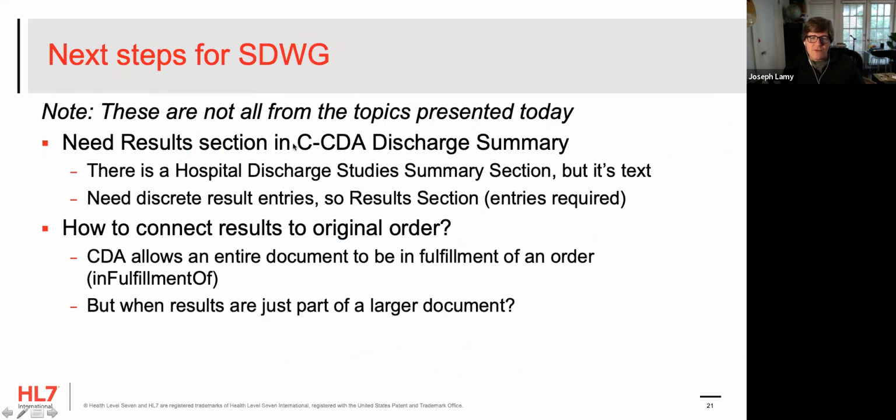We need a results section in the discharge summary. So that's something we'd like to see. We'd like to know how to connect results to the original order. We know there's the in fulfillment of that lets you have an entire document be in fulfillment, but we would like to connect lab results that are just part of a larger document to the original order. I think I may have seen something in the new companion guide that talks to that.